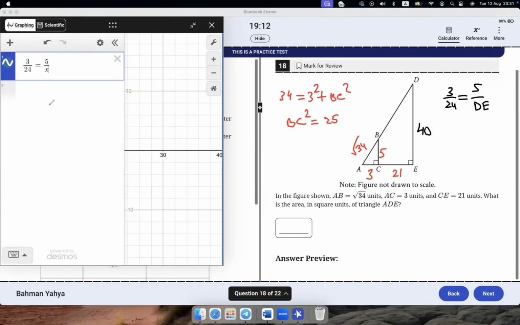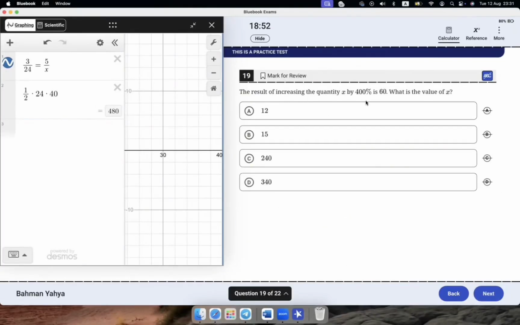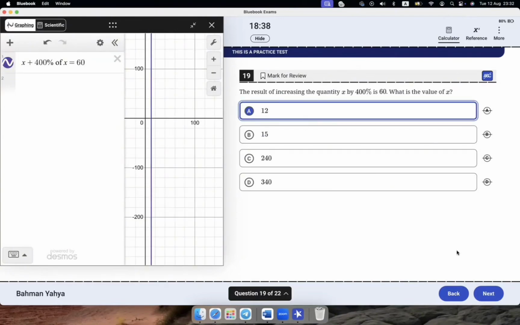What is the area? Area of a triangle is 1 over 2 multiplied by base. Base is 24. You see 3 plus 21 multiplied by 40. So area is 480. The result increases the quantity x by 400% is 60. Let's translate it. X increased by 400% of x is 60 and x is 12.